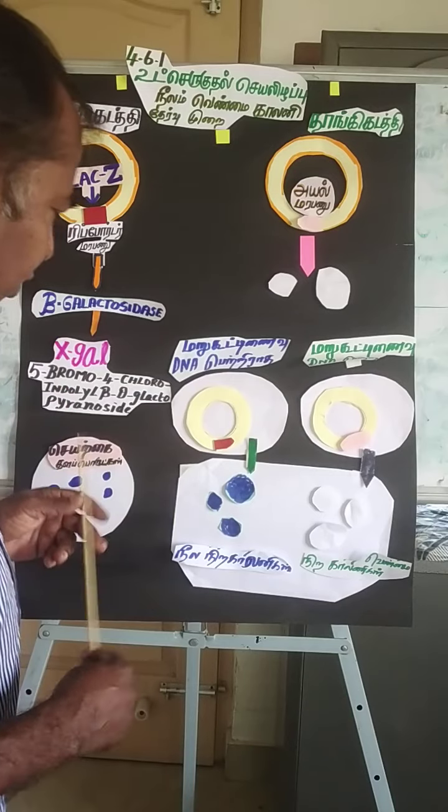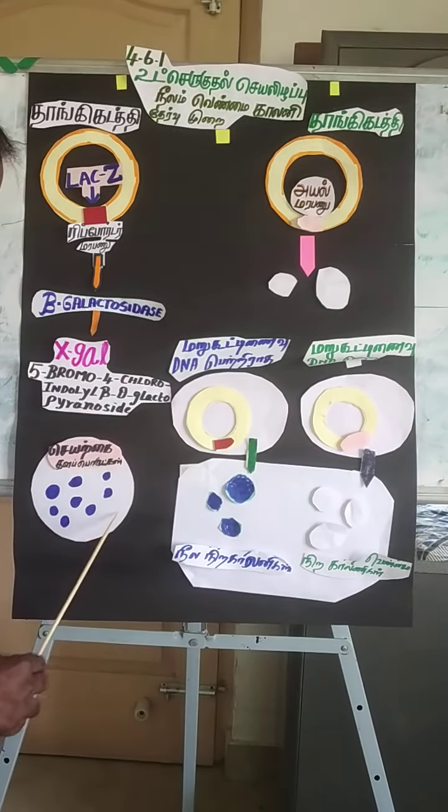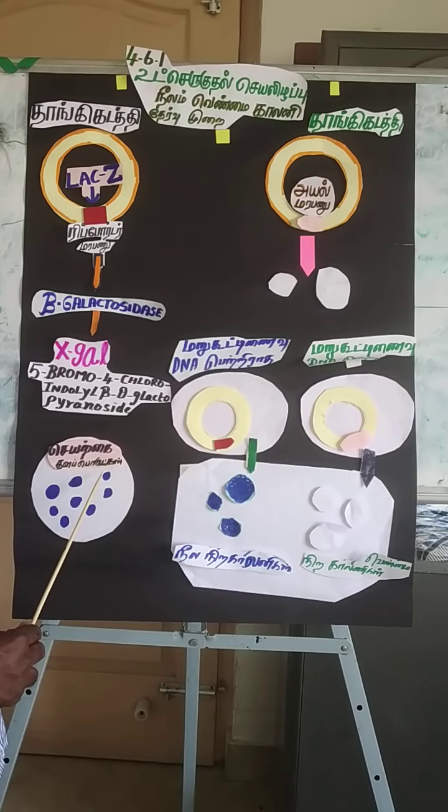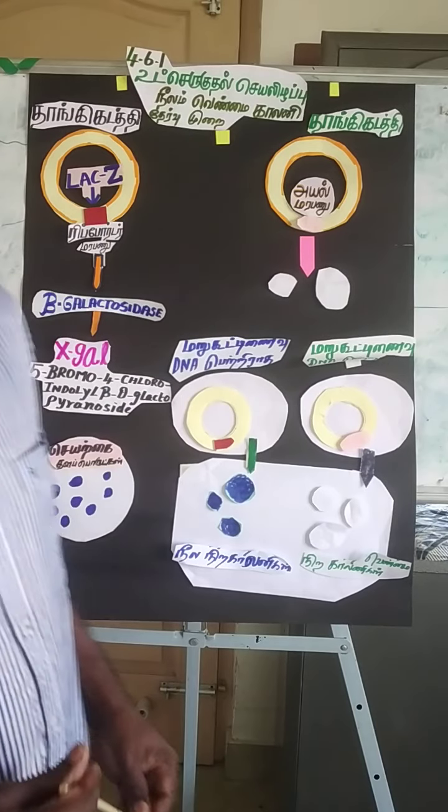Okay, that's why we can see the X-gal. X-gal is the white portion. The white portion is X-gal. So this X-gal is broken down into an insoluble blue colored byproduct. Yes, see, look at this blue color. Here, a lot of blue color has spread. Okay, you can see there is a lot of blue color. Right. Now we'll go to the next one.